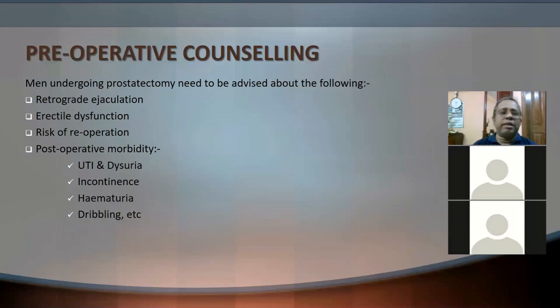And another one is dribbling, because only the external sphincter maintains the continence. There is no internal sphincter. So sometimes the patient may develop dribbling, etc.